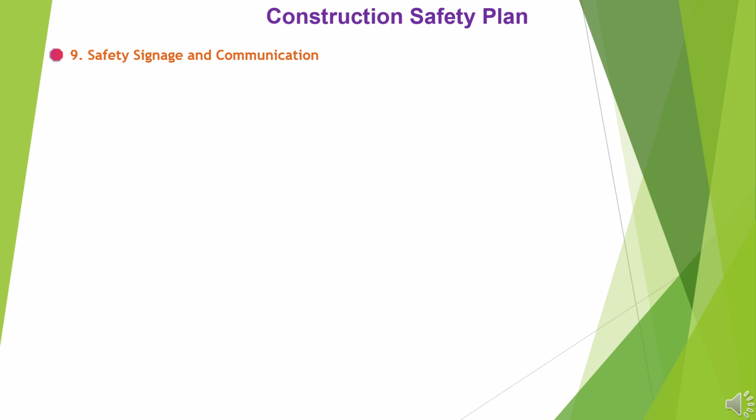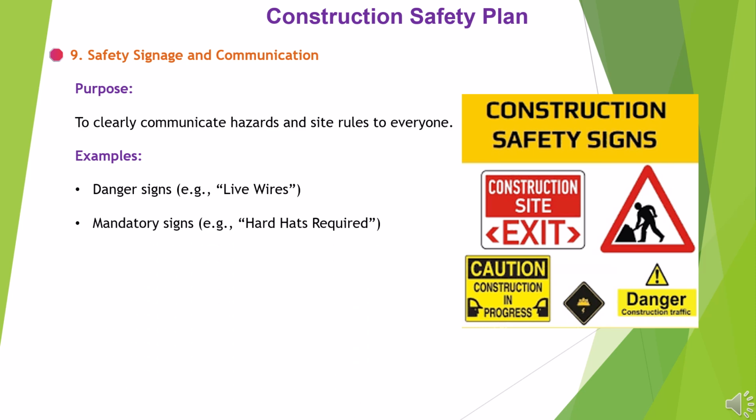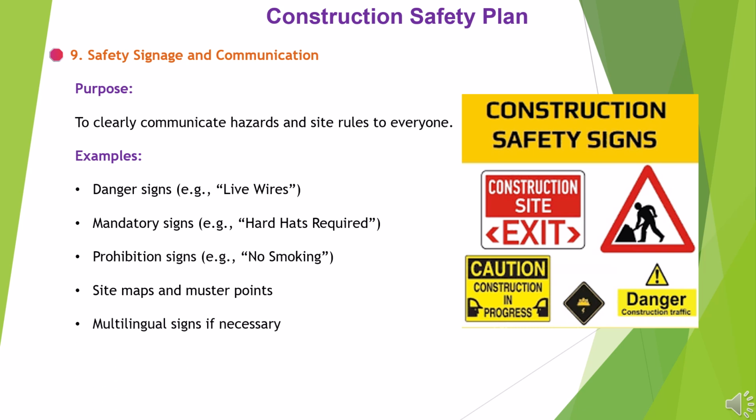9. Safety signage and communication. Purpose: to clearly communicate hazards and site rules to everyone. Examples: danger signs, e.g. live wires. Mandatory signs, e.g. hard hats required. Prohibition signs, e.g. no smoking. Site maps and muster points. Multilingual signs if necessary.